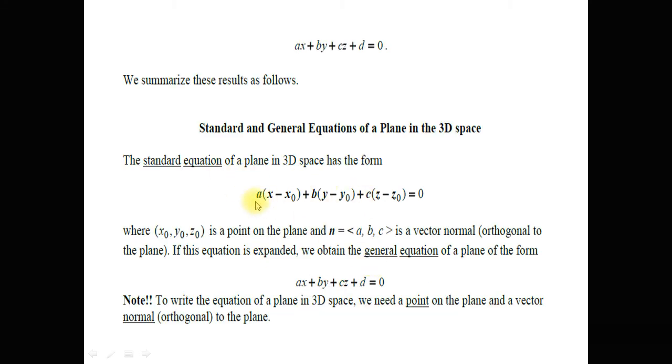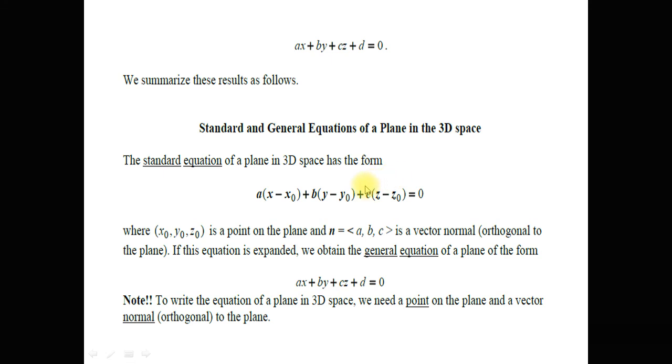You see in this slide, this is the standard form of the equation of a plane and this is the general form. So for the equation of a plane, we need just one point on the plane and one normal vector. But sometimes, when points of the plane are given and the normal vector is not given, take any two vectors from these points and construct the cross product of these two vectors. You will obtain the normal vector for the plane easily.